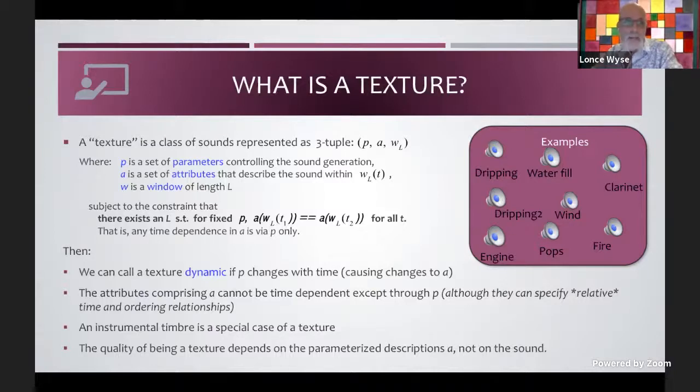The attributes don't change unless the parameters defining the texture change. And then a texture can be dynamic. In fact, a texture doesn't have to be stable at all. A texture is in some sense abstract in that way. It represents something that's stable. It's a concept that's stable, its properties are stable, but they can still be manipulated through parameters.